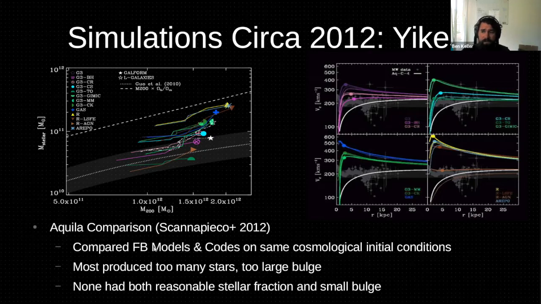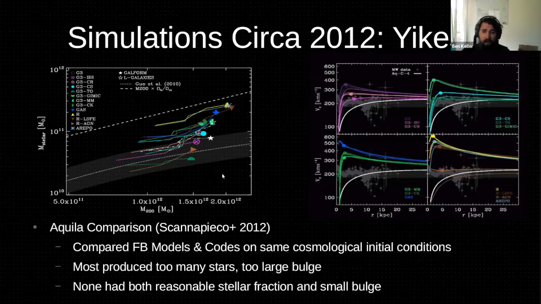This project aimed to see whether the state-of-the-art cosmological simulation codes of 2012 could reproduce both the Milky Way that we see and each other. But what was found was that for both the stellar mass to halo mass relation for these galaxies and their rotation curves, none of these simulations really agreed with each other.